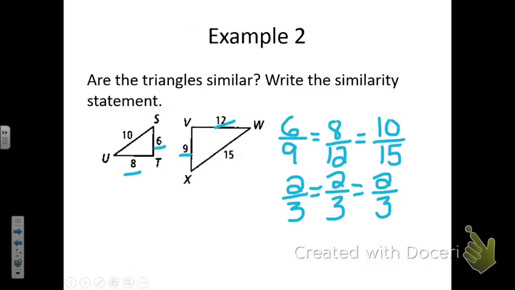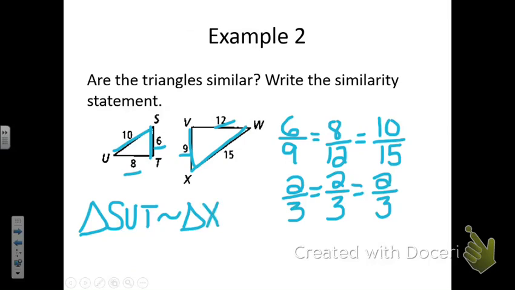So the last thing that I want to do is write my similarity statement. So I'm just going to name the first one SUT. What would the second one have to be called then? All right, well, let's look. Look at your sides. S here is between the shortest and the longest side. So if I look at my biggest triangle and go between the shortest and longest, that's going to be X. U was my other smaller angle, so that's going to correspond with W. And then T and V are my 2 biggest angles, so they correspond as well. And these are similar by the side, side, side similarity.